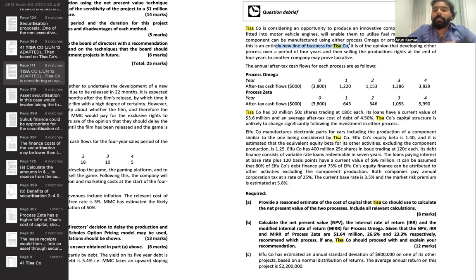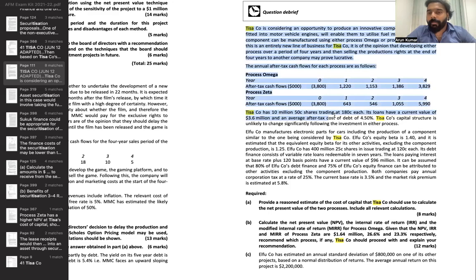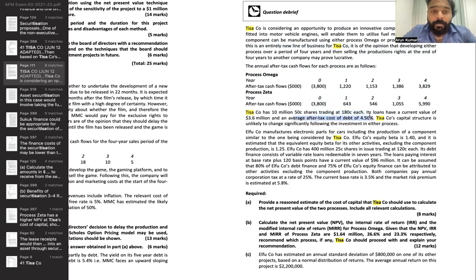So in the question, it is given the details of the company's existing capital structure. This company currently has 10 million 50 cent shares trading at 180 cents each. And its loans' current value is 3.6 million, and the after-tax cost of debt is already given. So as I mentioned already in the class, the cost of debt is given directly here. We just need to find the new cost of equity. But how will you find it?